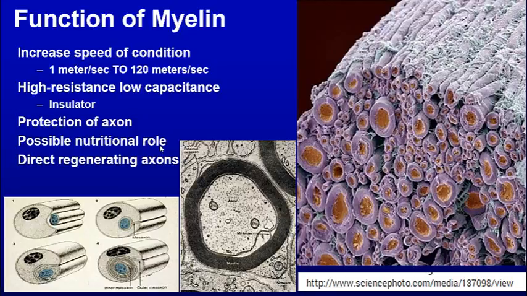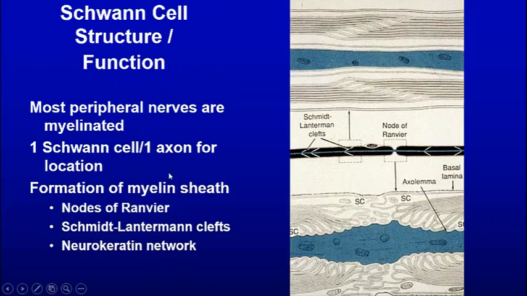It's a high resistance, low capacity insulator is what it is. So this is the myelin sheath. This is the axon. Axons can vary in thickness, as you can see. Axon here, myelin sheath. And here we can see where the Schwann cell wraps around it. So it's really the myelin sheath that is actually the cell membrane of the Schwann cell. That's what it is. It protects, has a possible nutritional role, and directs regeneration of axons, and we'll talk about that later on.